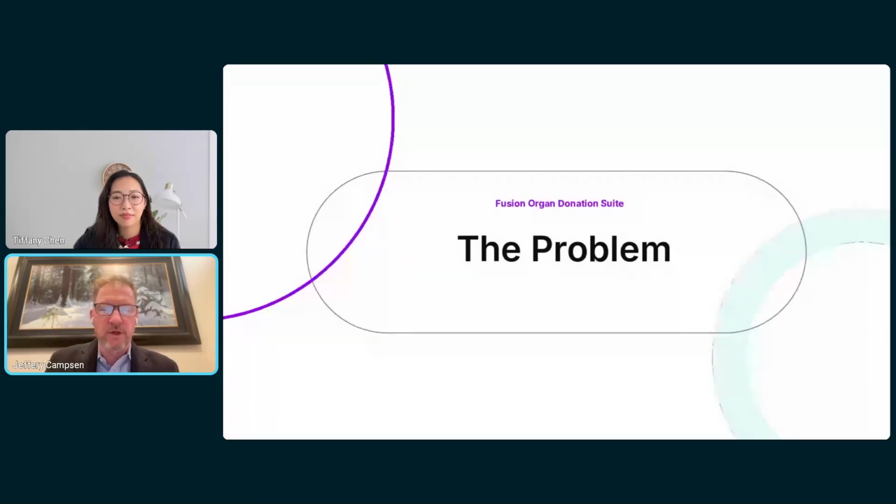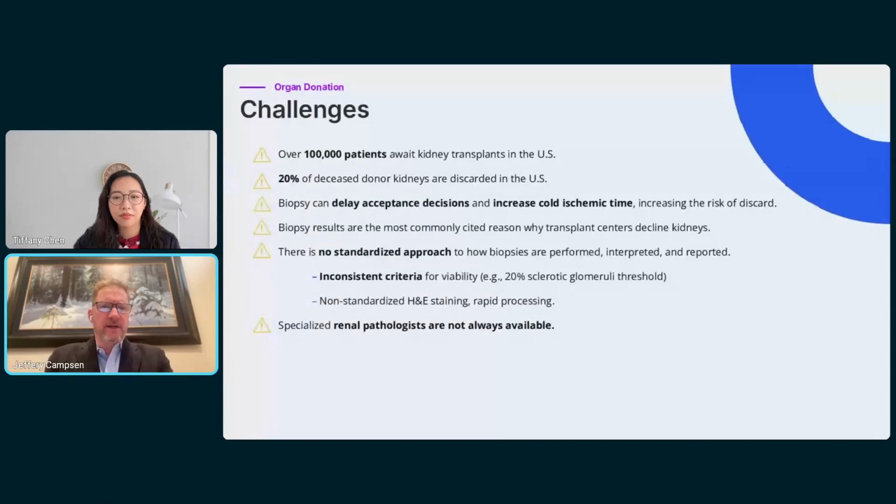So basically, we'll go into it. The problem. The challenge that we have, just in the United States, and this doesn't include worldwide, which is much larger, is that there are over 100,000 patients waiting for a kidney transplant in the United States. Out of all the donors that come to donation and actually donate, at least 20% of the kidneys are discarded, because of a variety of reasons.